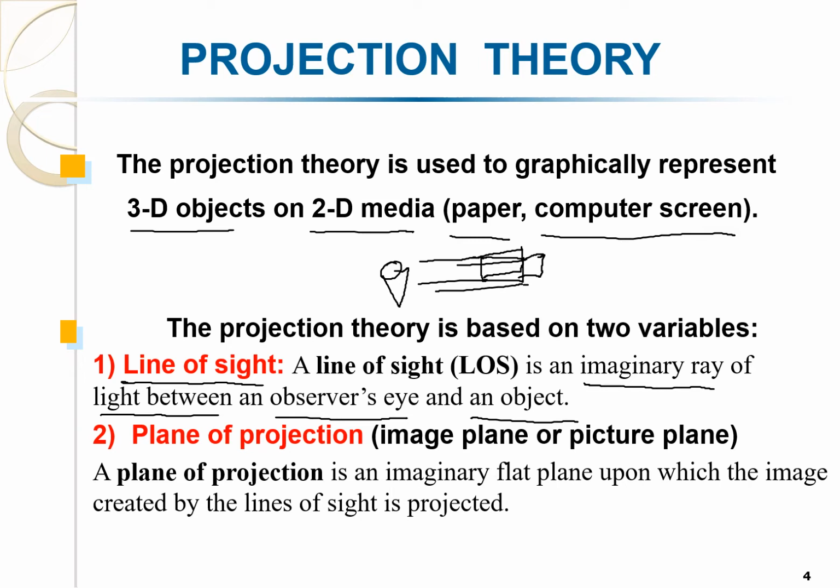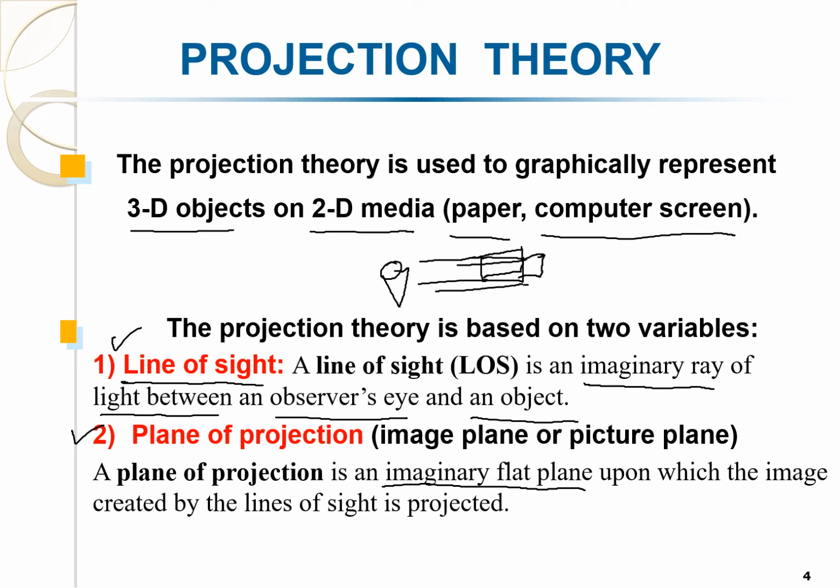And then there is the plane of projection. The plane of projection is an imaginary flat plane. Please note that the line of sight and the plane of projection are both imaginary, and we use these imaginary rays and planes to actually draw the views of our object.